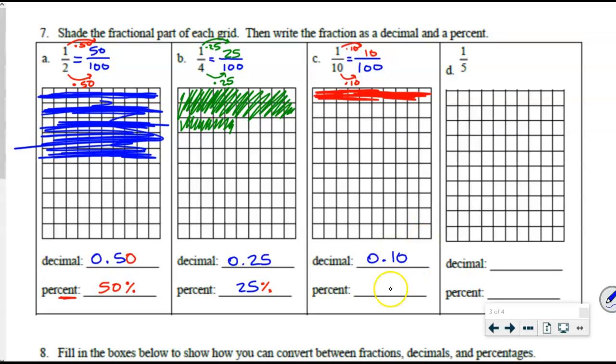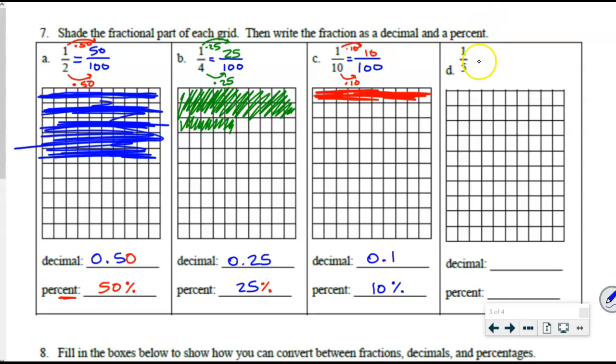But, I mean, do we really need that 0 at the end? No, but if we keep it there, then it's pretty easy to see that 10 in the hundredths place is 10%. When we write it as a decimal, is it okay to be lazy and not have that 0? Yeah.